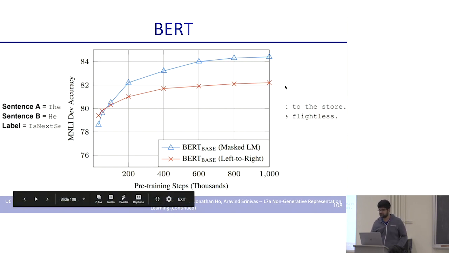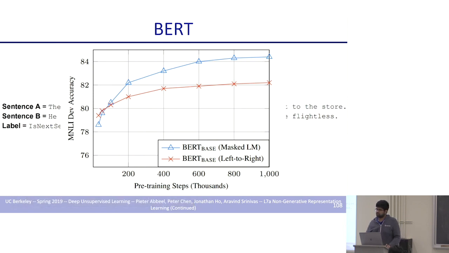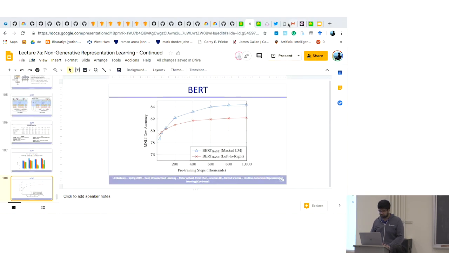So this is something that is important to understand: when you start on the downstream task, you don't have to stop doing your unsupervised objective. You can still continue to do it. If you continue, more steps of masked language model ultimately helps you get a better final performance. So this is before they start fine-tuning. It's how many steps they do before fine-tuning.